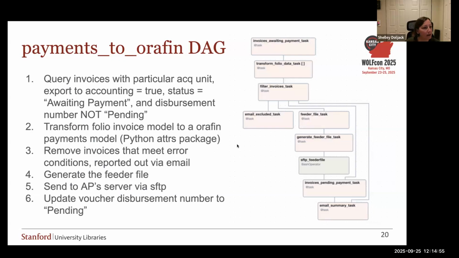A graphical view of the payments to AP DAG is on the right. On the left, I've outlined each step of the DAG. To summarize, we query Folio for invoices. We transform that data to a payments model. We remove invoices that should be excluded from the feeder file, which then get reported. We generate the feeder file, SFTP it to accounts payable server, update vouchers in Folio to pending, and email a report of what we did.